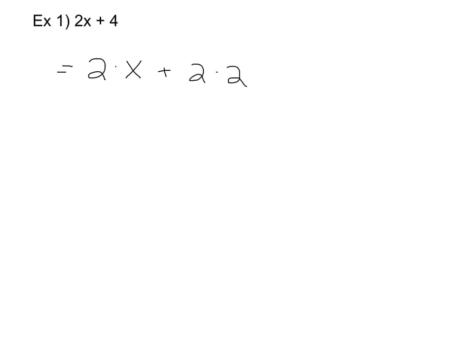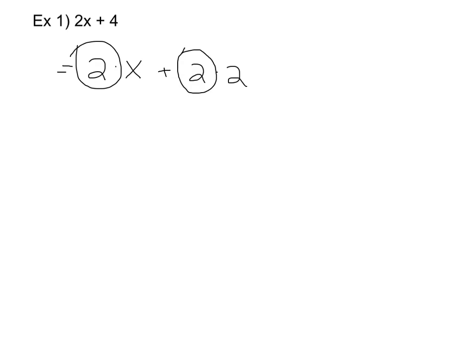I want to show the same exact problem done another way mathematically, just really formatted a slightly different way. You can use whatever you feel most comfortable with. Here I have my original problem, 2x plus 4. I broke my 2x into 2 times x, and my 4 into 2 times 2 right here. And I'm noticing that all of my terms have a 2, the same 2 we already talked about.